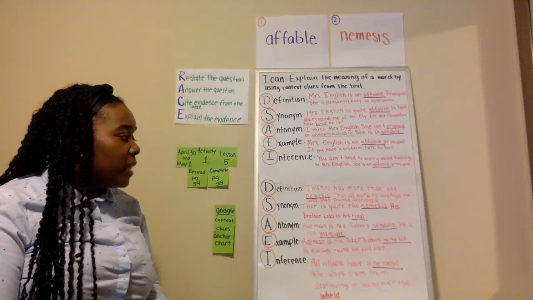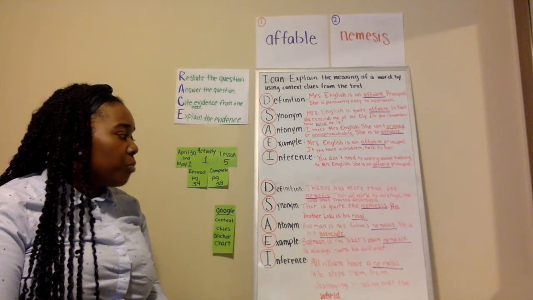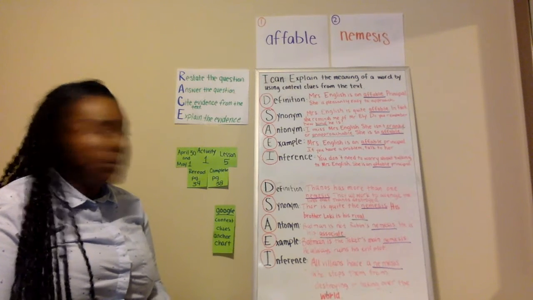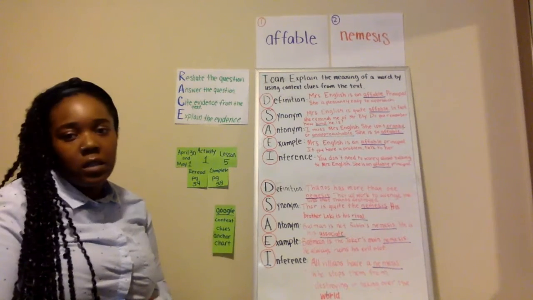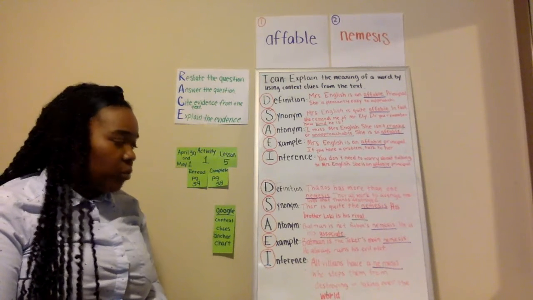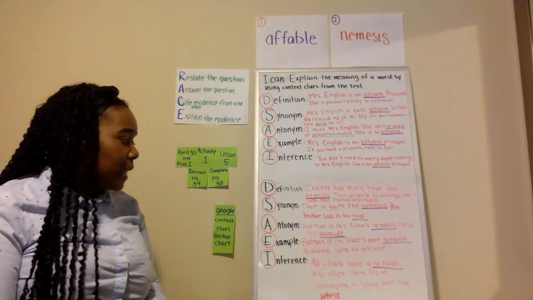A synonym would be a word that means the same. Thor is quite the nemesis. His brother Loki is his rival. Okay, so a nemesis or a rival go against. Okay, antonym. An antonym is a word that is different or not the same.